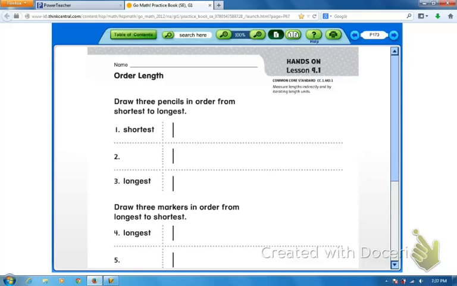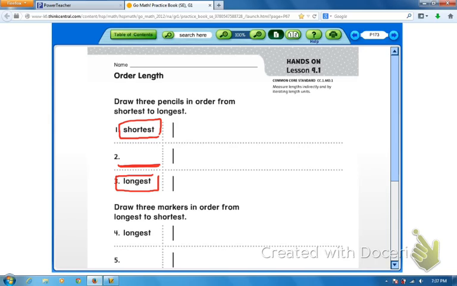And our main vocabulary words that we are using when we talk about order is going to be shortest and longest. Now you may be wondering about what to put for number 2. In between we use the words either shorter or longer to describe.